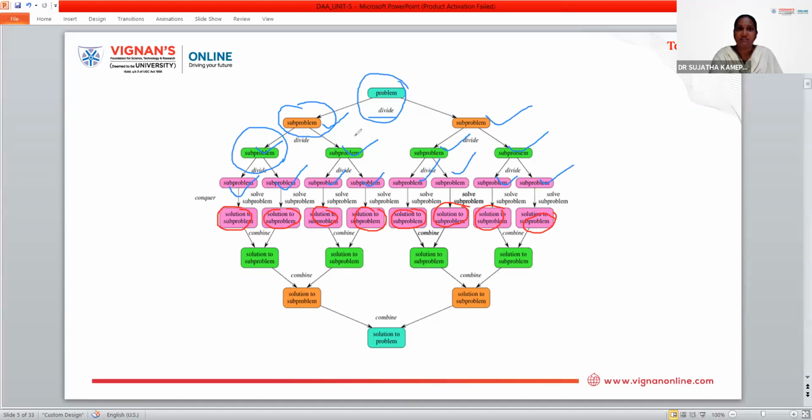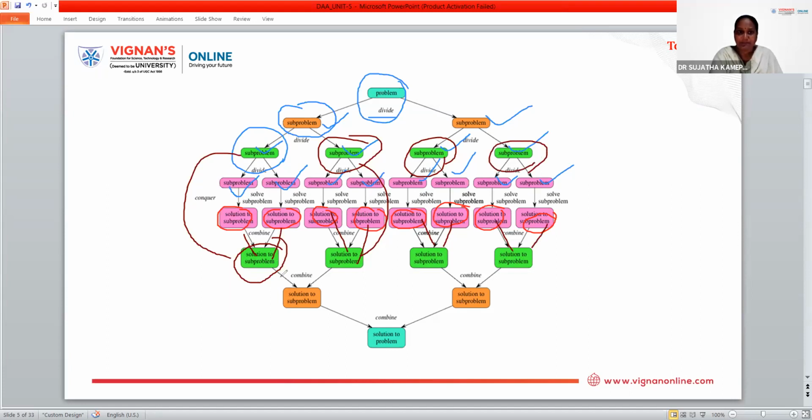Now, after solving all these subproblems, we need to conquer the solutions. How are we going to conquer the solutions? First, the solution of this subproblem and the solution of this subproblem are combined to get the solution of this problem. Here, the solutions of these two problems are combined to get the solution of this problem. Now these two are combined to get the solution of this problem. Here, these two are combined to get the solution of this problem, right?